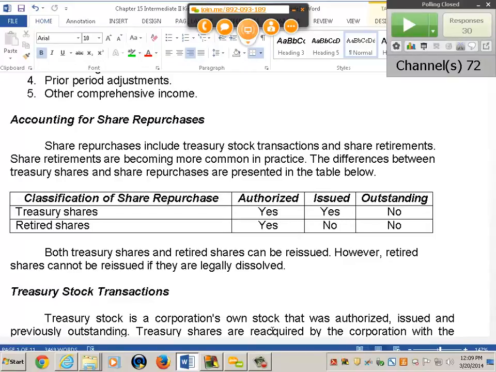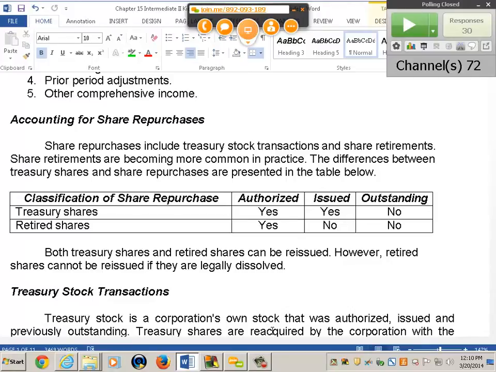Now, if you look up on the screen, here's the key difference between Treasury stock and share retirement. Treasury stock is authorized stock. When you buy it back, it's still issued, although it's no longer outstanding. When you retire the stock, as long as you don't cancel it, if you cancel it, legally, it's out of the authorized as well. So we're assuming we're still going to have these shares. What happens with retired stock is that it is still authorized, but it's no longer considered issued.